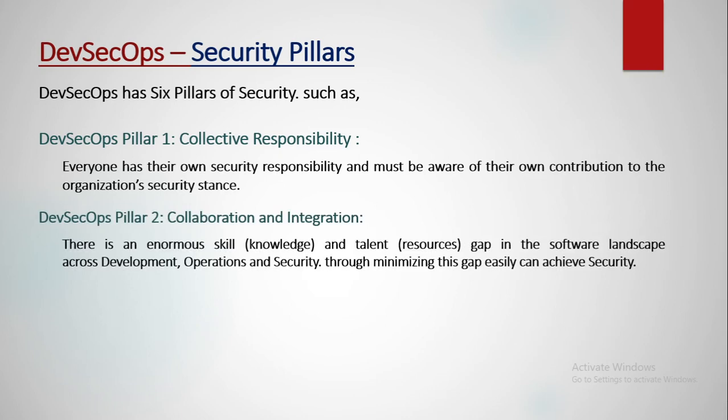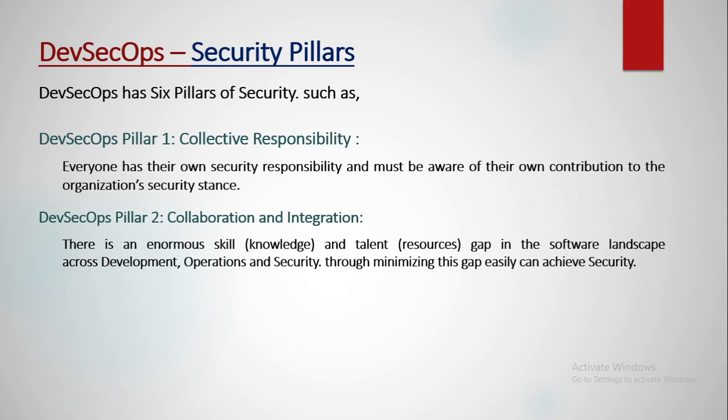Second one is collaboration and integration. There is a gap between the resources and knowledge in the software landscape across security, development and operations. Also, without the collaboration of the organization around implementing security, success will be limited. Security can only be achieved through collaboration.